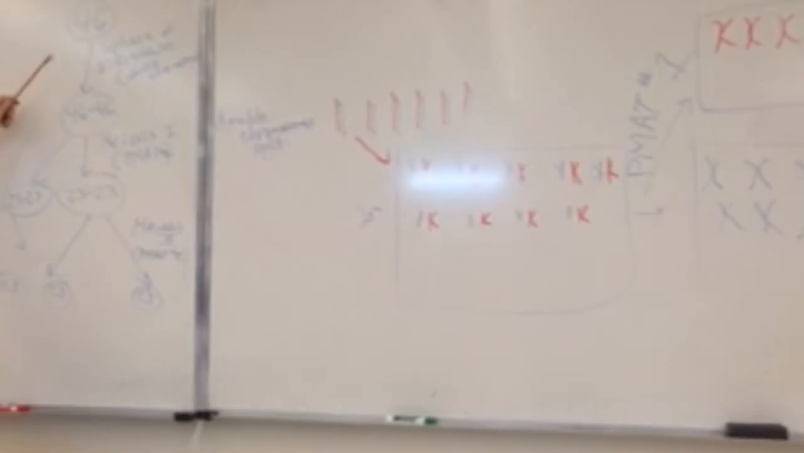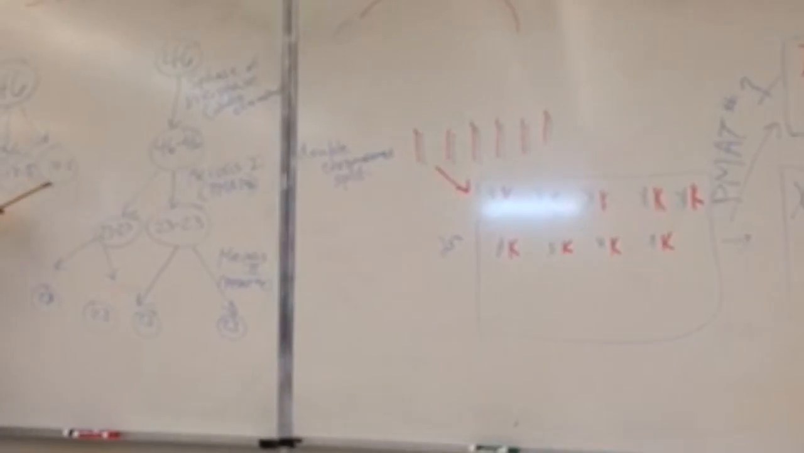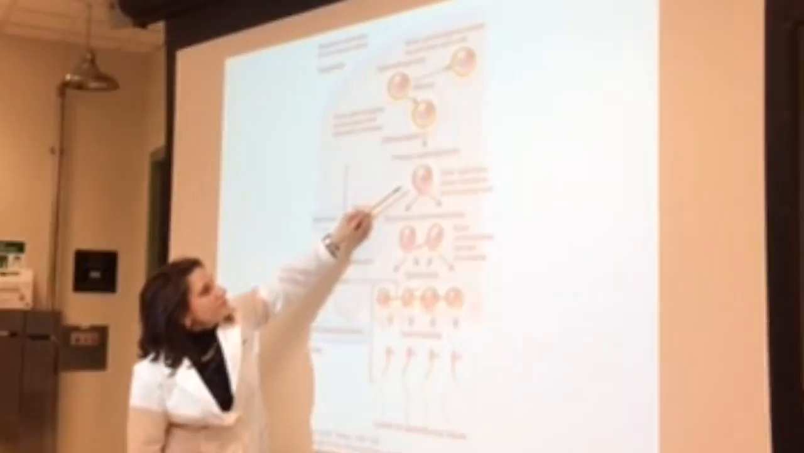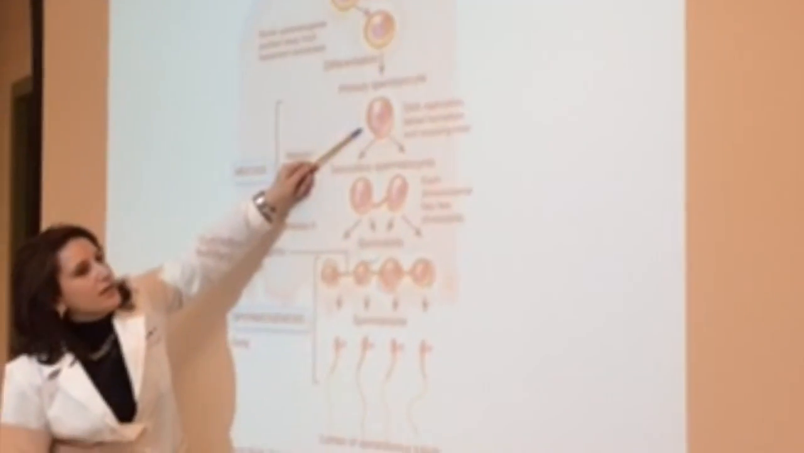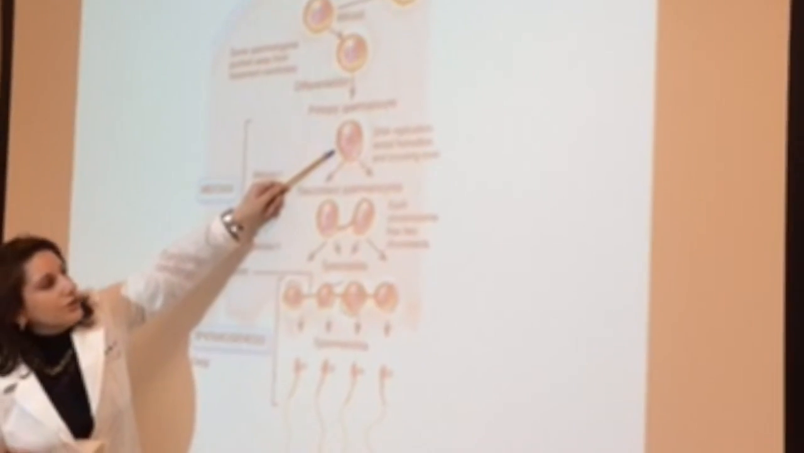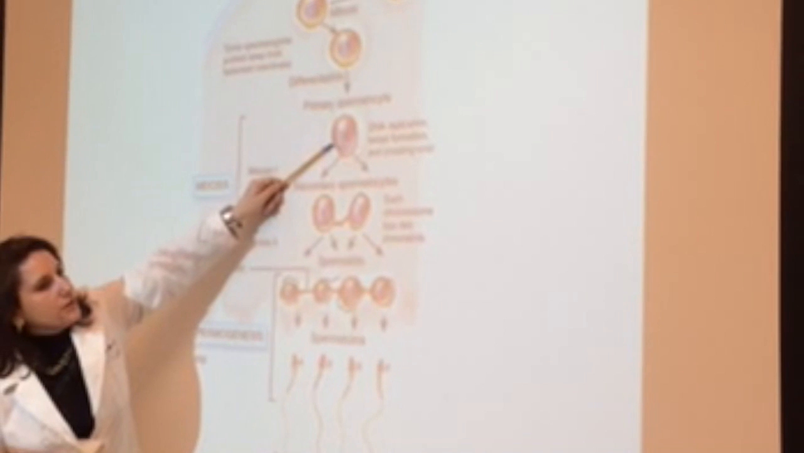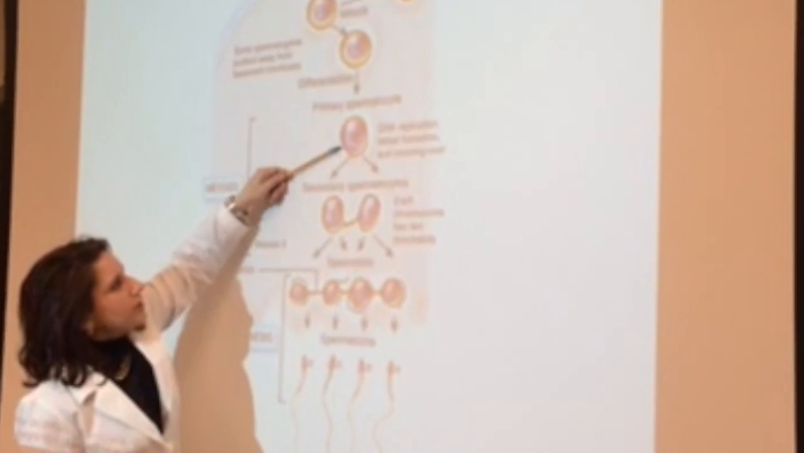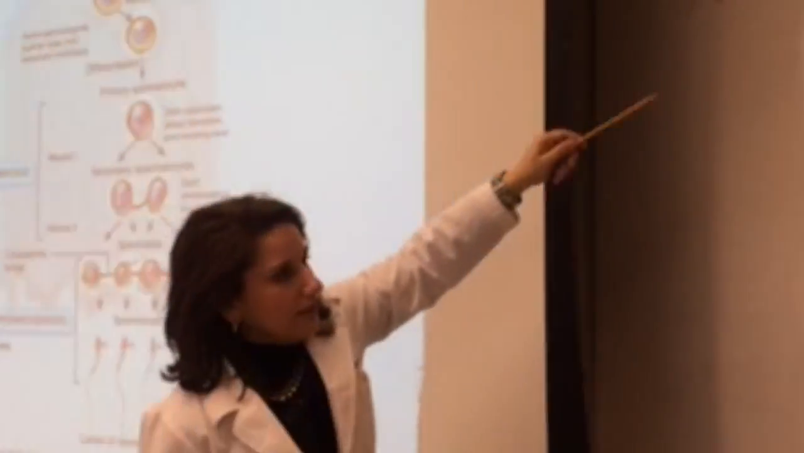Okay? So right now, we're going to come back here. So it says 46 and 46. You're going to have 2N and 2N. Come right back here, and this is where we are. This is called primary spermatocyte. And now you're going to go meiosis 1. Meiosis 1 will make secondary spermatocyte, but hold on, let's go over here.